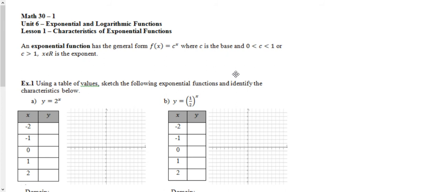Hi everyone, welcome to lesson 1 of our exponents and logs unit. Today's lesson we're going to be talking about characteristics of exponential functions.